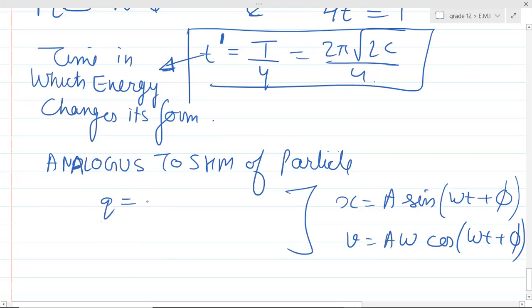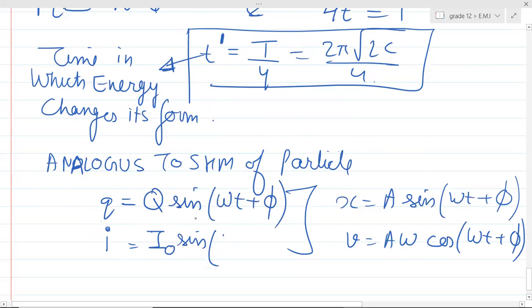Similarly, I can write Q is equals to the maximum charge. What was the maximum charge? The maximum charge was Q. And when we differentiate charge with respect to time, we get what? Current. So this will be equals to I naught sine, oh sorry, not sine, cos omega t plus alpha.